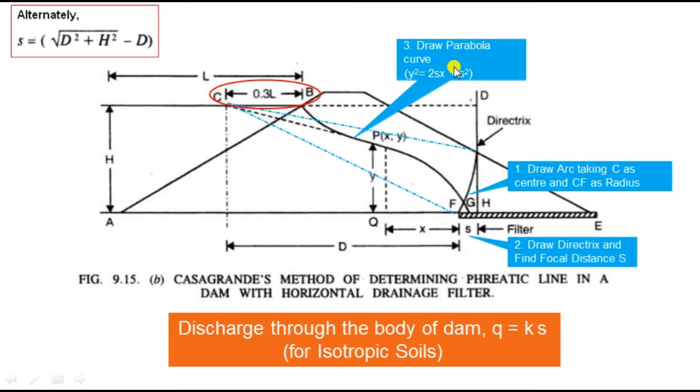For drawing the parabola, we have to use this equation: y square is equal to 2sx plus s square. First we have to find out the value of s, that are the different portions for different values of d. When we are finding the value of different d from here to here, when the phreatic line starts, we have to select the s value or d value up to here and then put it into that equation and we can get the value of s.